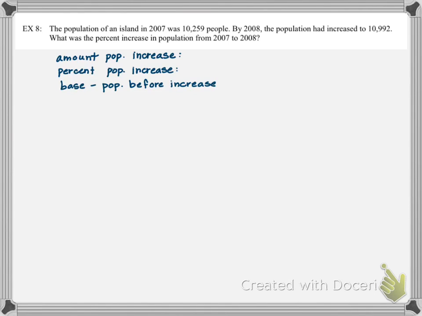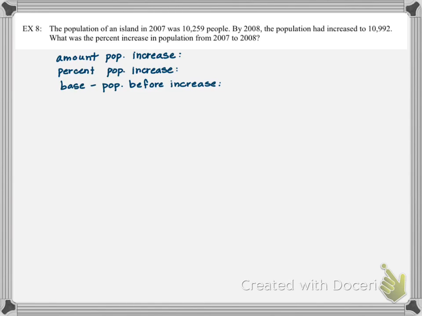And like I said, you could make it the amount of the population after the increase, but then you would have to make the percent after the increase. So there's two choices here, and neither is wrong. The only way you would get it wrong is if you made one of them the increase and one after the increase, right? Because then they wouldn't correspond to one another.